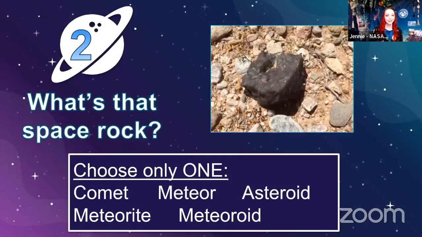So this is a picture of another kind of object. And then please choose which one you think it is for number two. Same answer options: comet, meteor, asteroid, meteorite, or meteoroid. I'll give you a moment to think about it and then to write down your answers. And it's completely okay if you don't know. If you're just guessing, just make the best guess that you can. Which one does it look like to you?